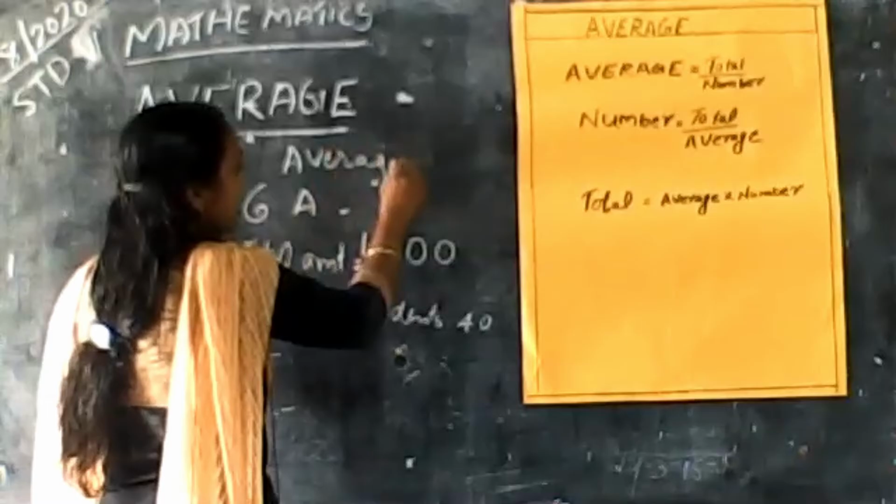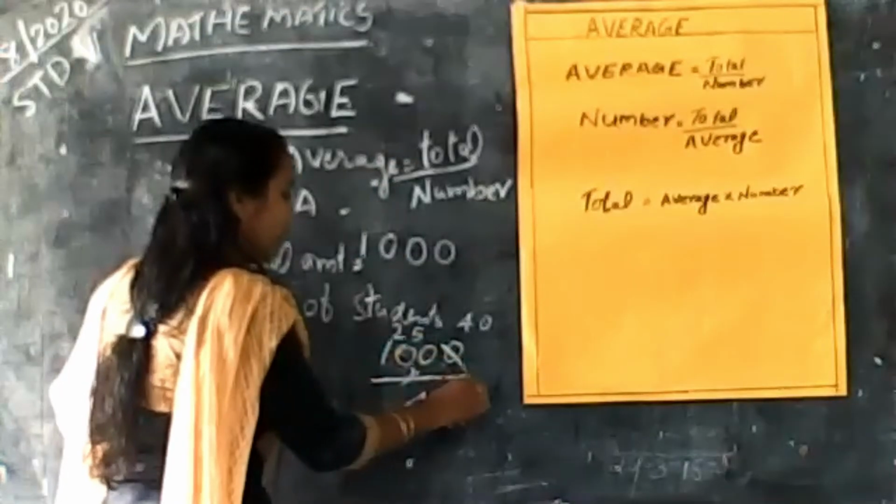In the case of 6th A, how many amount got? 1000 rupees. Number of students, how many? 40. Divide 1000 by 40: I cut that 0, 10, 2 times, balance. What is the amount? 25 rupees. Each student gives 25 rupees. That time you got 1000 rupees. Some students didn't give 20 rupees.